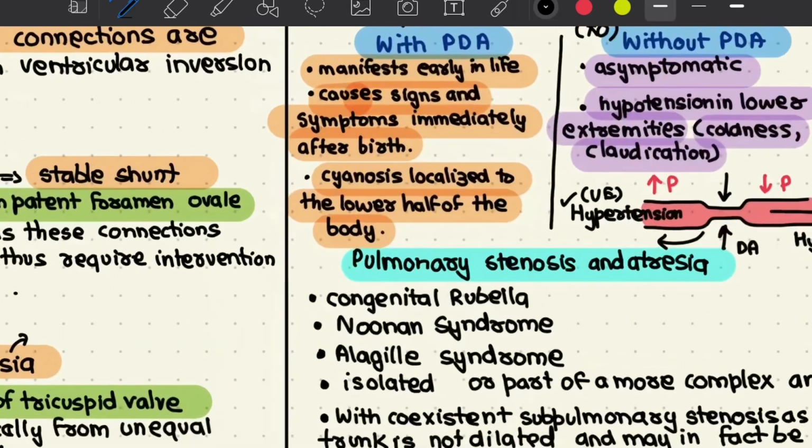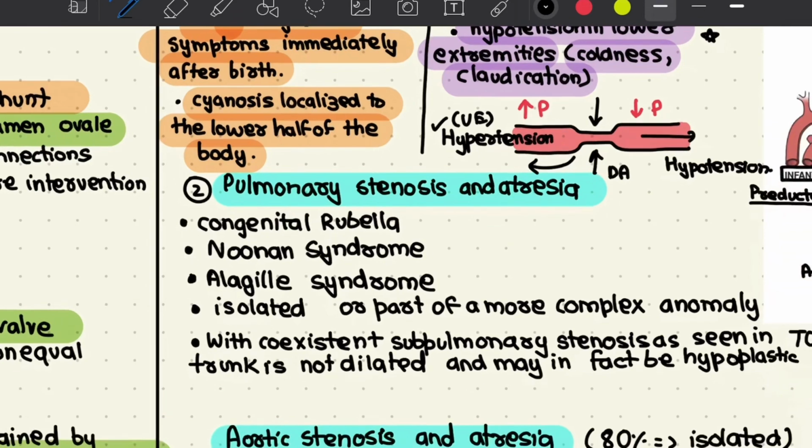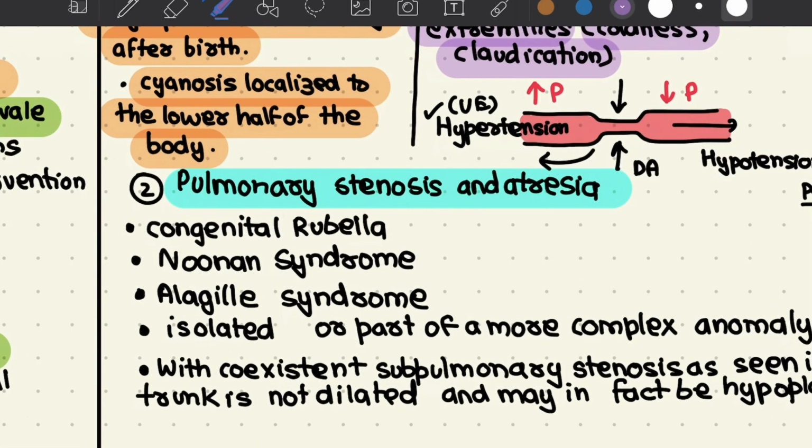Now, we shall discuss the second lesion that often occurs in malformations causing an obstruction, that is pulmonary stenosis and atresia. Pulmonary stenosis or atresia is a relatively frequent malformation leading to obstruction at the level of the pulmonary valve. This can be mild to severe. The lesion can also be isolated or a part of a more complex anomaly, either tetralogy of Fallot or the transposition of the great arteries.